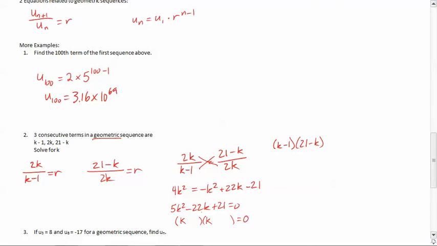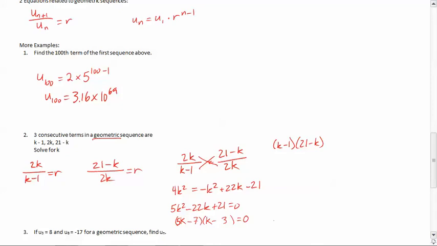Okay, and then we've got 21. Oh, sorry, one of those has got to be a 5k, huh? So 5k and k, and the signs will both have to be subtraction. And then let's go with 3 and 7, because 5 times negative 3 is negative 15, and negative 7 times k is negative 7k. Negative 15 and negative 7 just happen to add up together to give me negative 22.